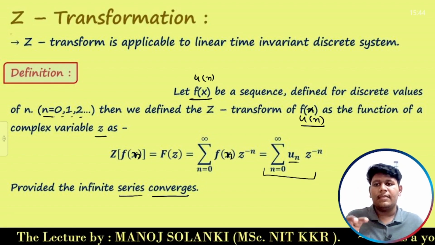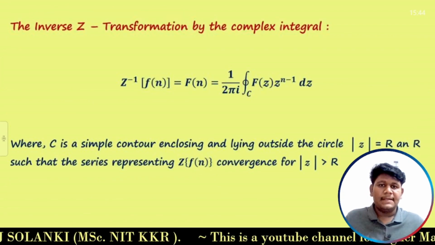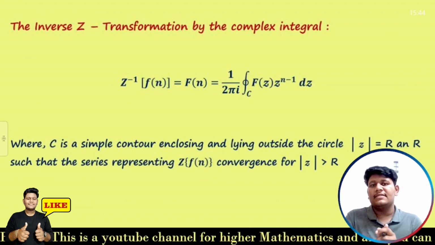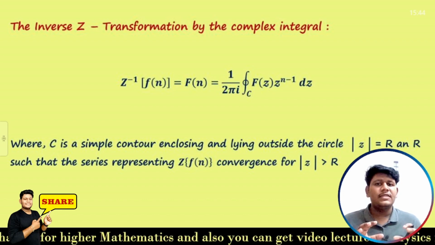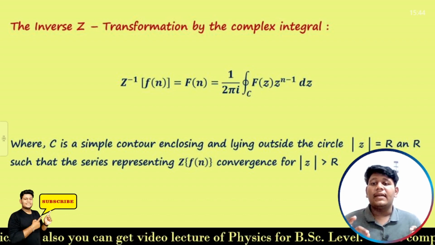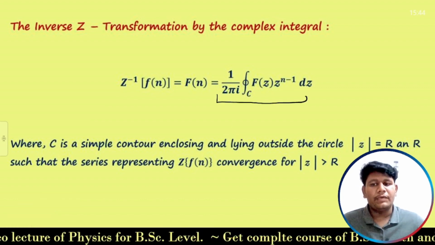Okay, this is the basic idea of the Z transformation, the basic theorem and definition. Now come to the next. How can we derive this formula? Simply, we can solve it by complex integration. This is nothing but a complex integration on a closed contour C.